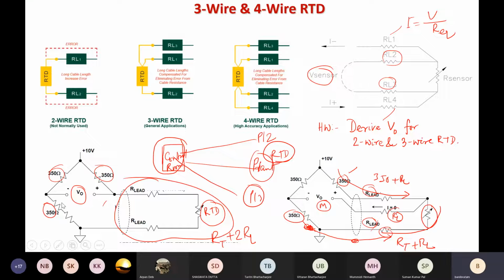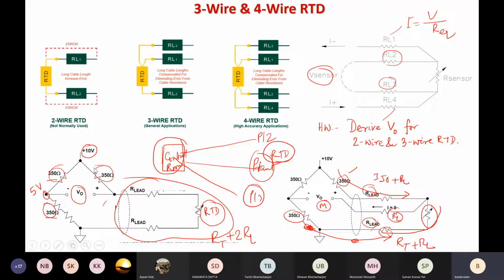Okay, so how to solve this simple Wheatstone bridge? If we look at the first configuration, here we have a voltage of 10 volt, and then what voltage should be at this node? If this is 350 ohm, this is 350 ohm, and this is grounded. So someone quickly tell me what is the voltage at this node? 5 volt. Very good, 5 volt, because a voltage divider is there.